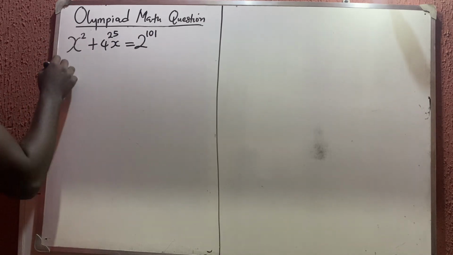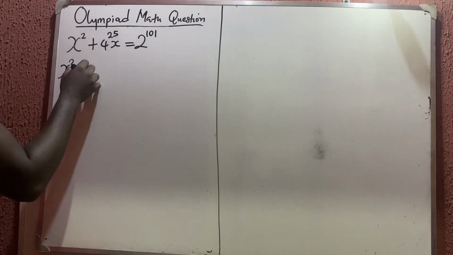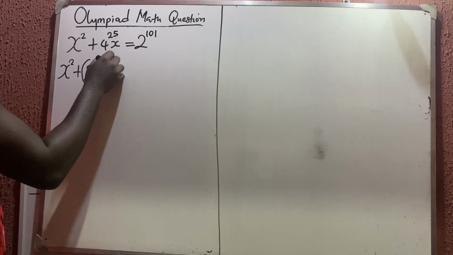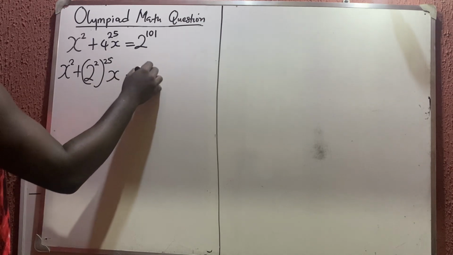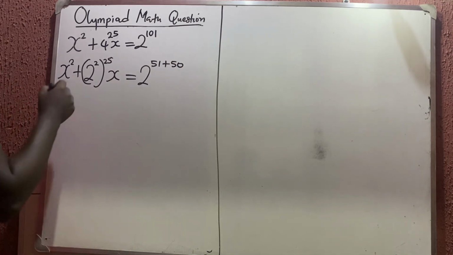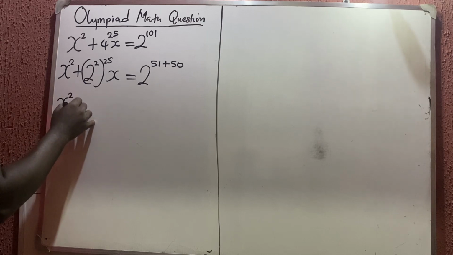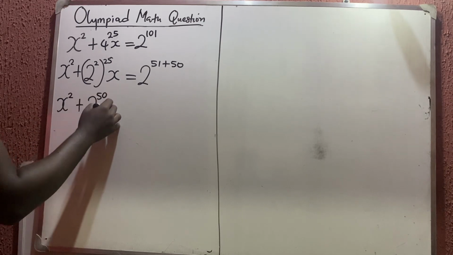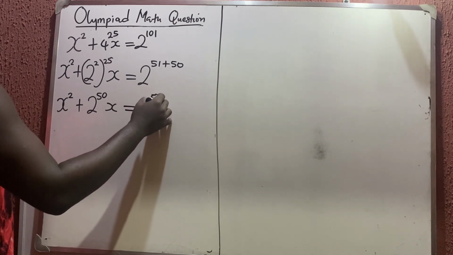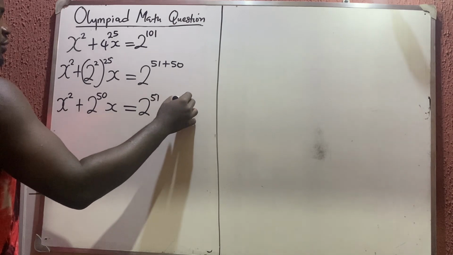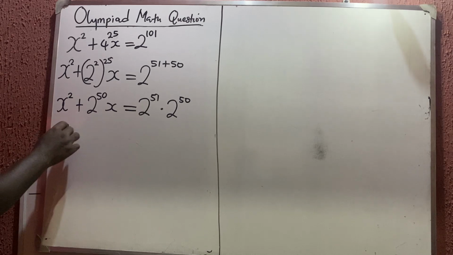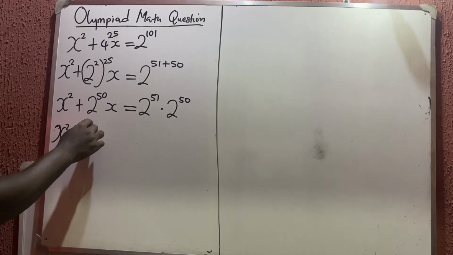Now this is the same as saying x squared plus (2 raised to the power 2) raised to the power 25, you attach your x, is equal to 2 raised to the power 51 plus 50. This is the same as x^2 + 2^50 x = 2^51 multiplied by 2^50. Okay, now this is x squared plus 2 raised to the power 50.